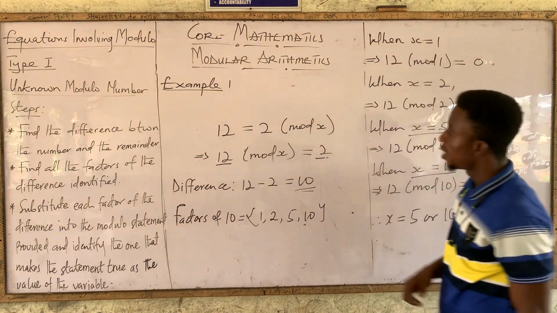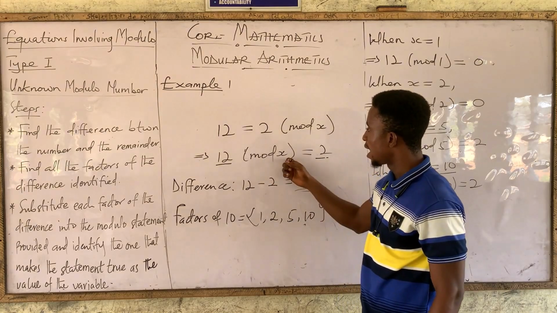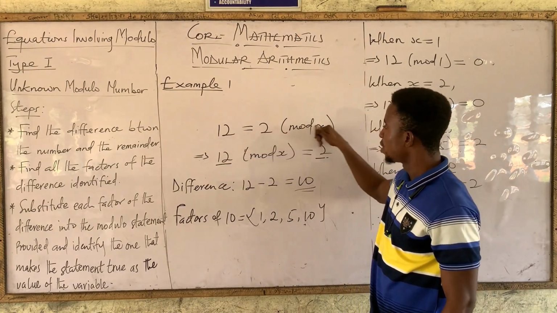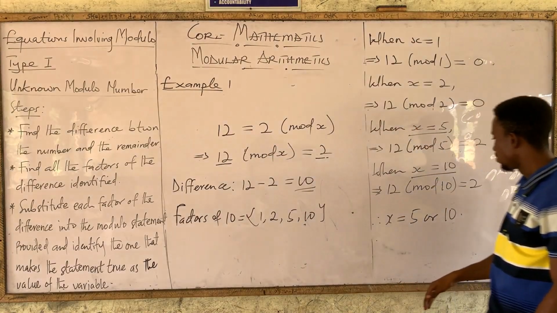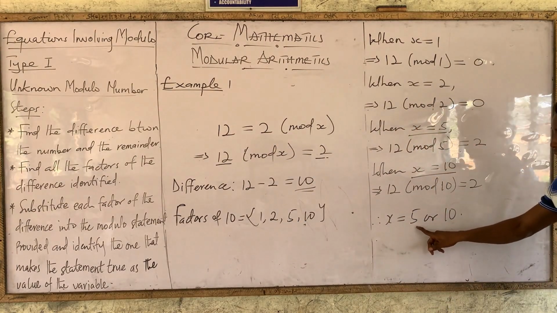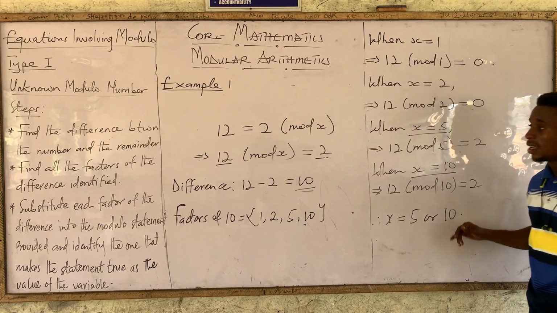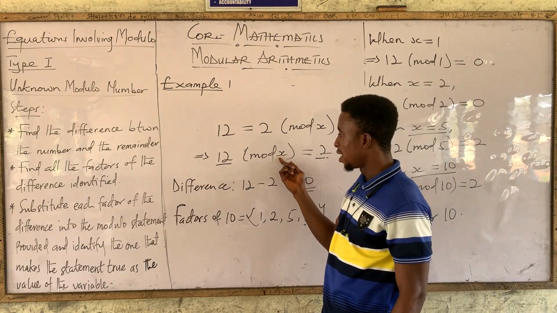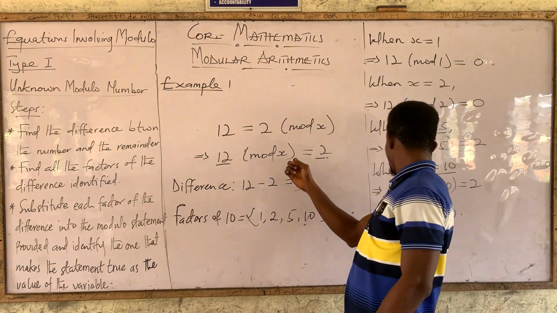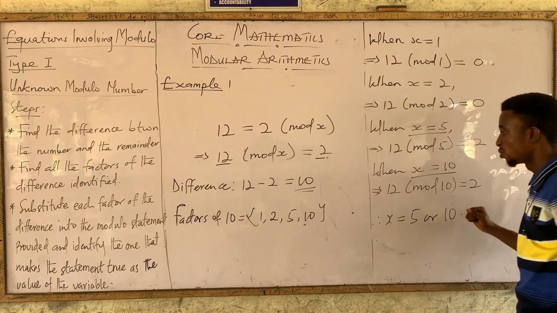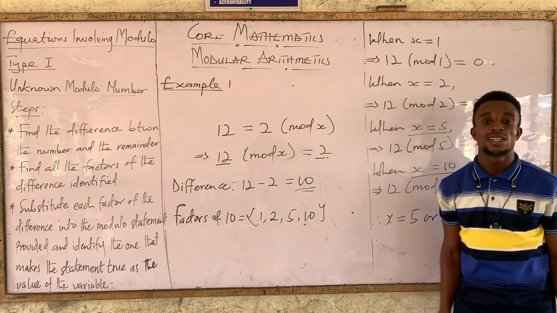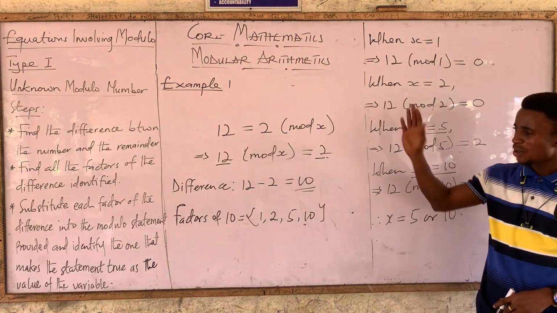So meaning when you are giving 12 mod x, or 12 is equal to 2 in mod x, what value of x will make the statement true? And we are saying that when x is equal to 5 or x is equal to 10. So when I put 5 here, 12 mod 5 is getting me 2, and also 12 mod 10 is getting me 2. So that is what the values are. Please, are we getting that? So that is all that we are going to be doing.